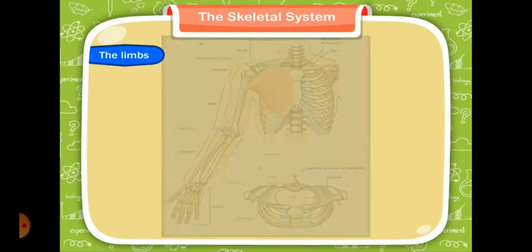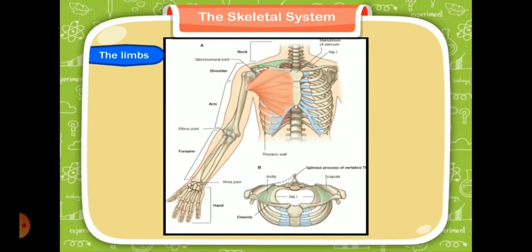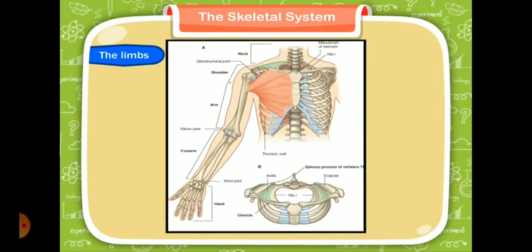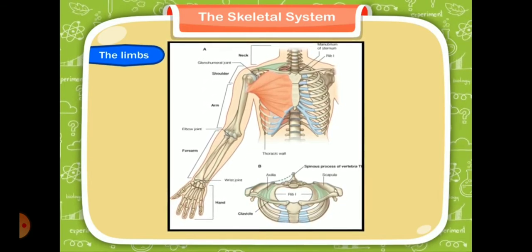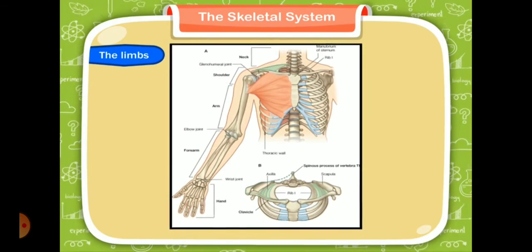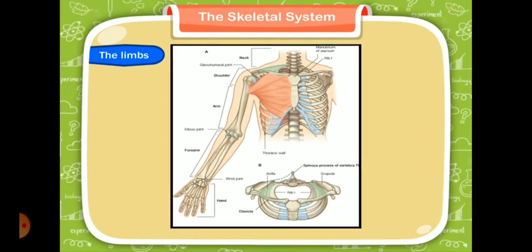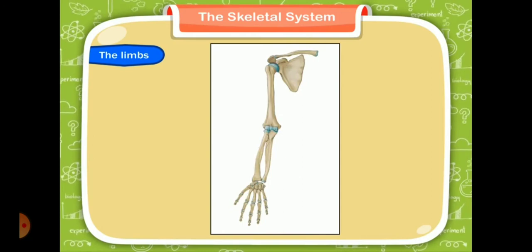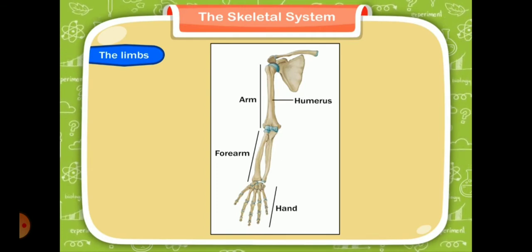The limbs. Our arms are the upper limbs attached to the spine by means of the shoulder girdle made up of the shoulder blades and collar bones. It consists of three parts: the arm, the forearm, and the hand. The arm is the region between the shoulder and elbow. It consists of a single long bone called the humerus.